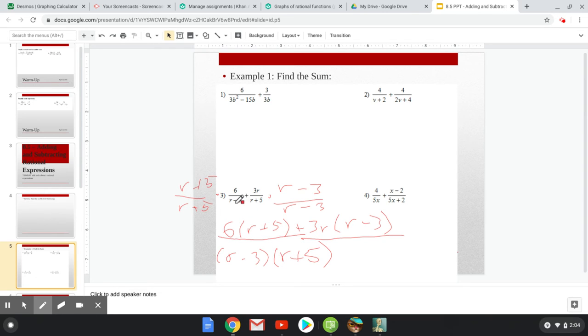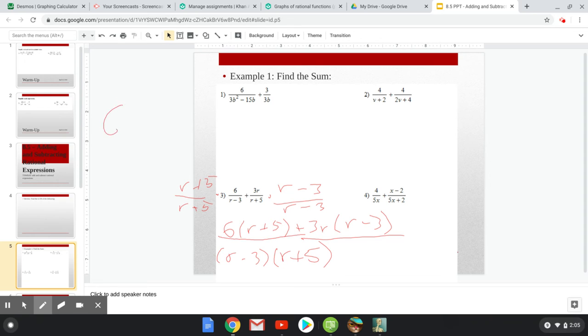So we're basically figuring out, okay, what do I need to multiply this by to get to this? That's r plus 5. And then what do I need to multiply this by to get to this? That's r minus 3. So that's what we multiply the numerators by. So now the next thing we need to do is we need to distribute. So we're going to distribute both of the parts of the numerator.